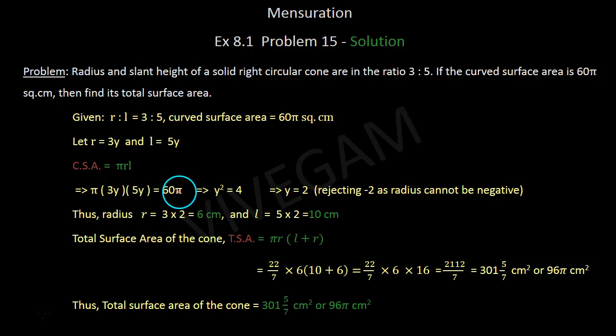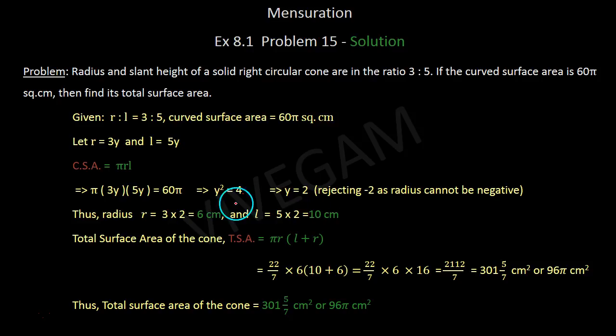Pi and pi will cancel. 5 3s are 15. 15 will go in 60, 4 times. So y into y, y square, equal to 4. Taking square root on both sides, we get y equal to 2. We are rejecting the negative value as radius cannot be negative. So y is equal to 2.